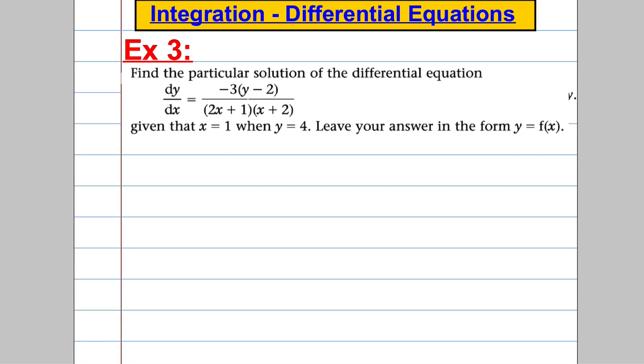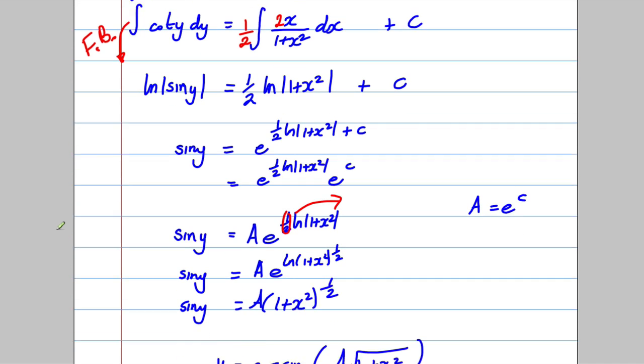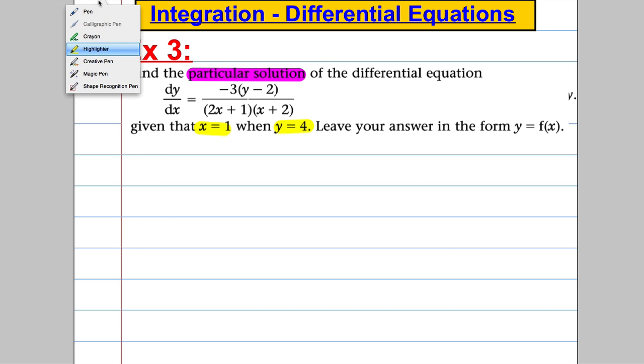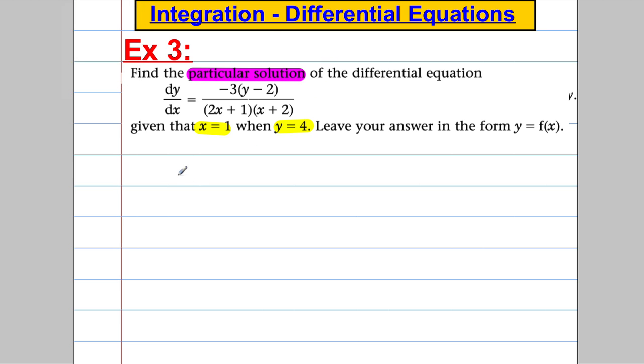Right, the next one, find the particular solution. So this time we're going to find the constant that we labelled in the previous one. We're finding the particular solution, so we're going to use x is 4 and y is 1 as the boundary conditions. The first thing I'm going to do is separate variables and integrate.